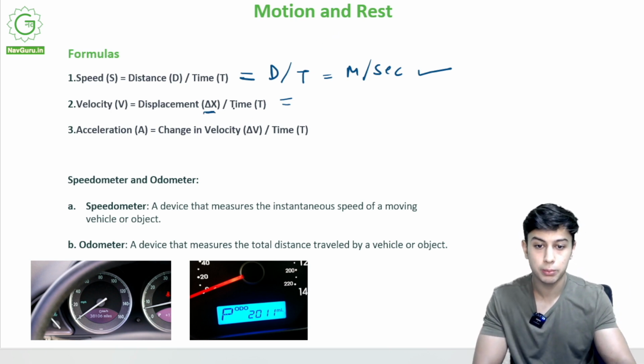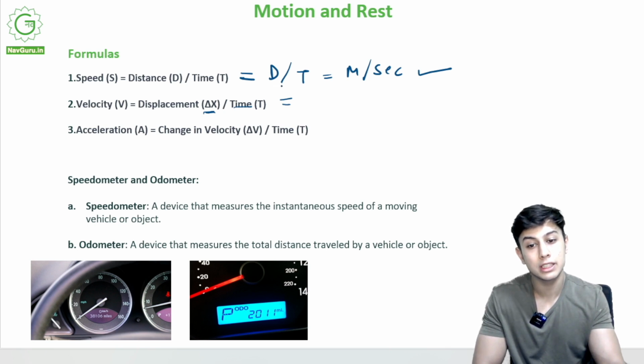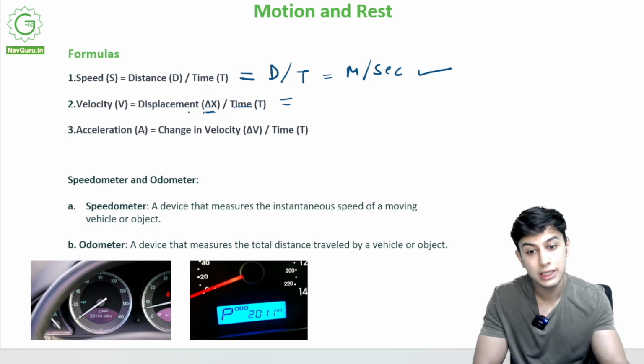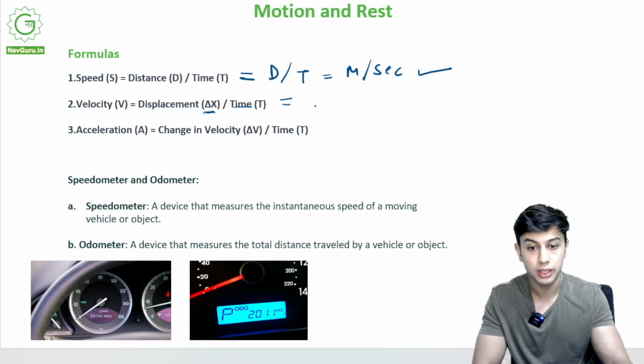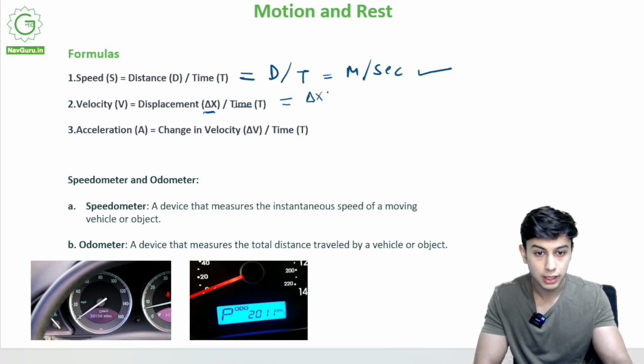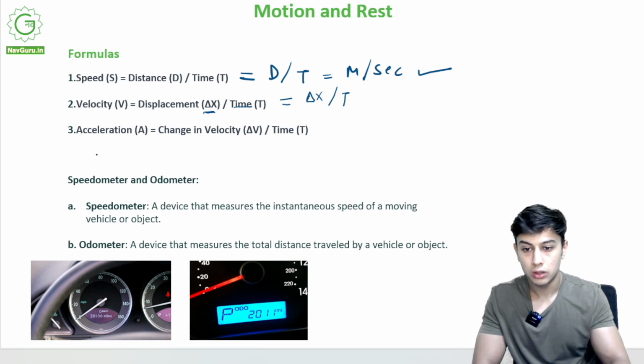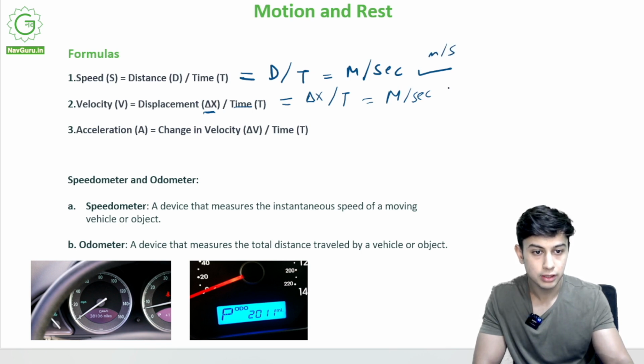So displacement upon time. Don't put velocity as distance upon time. Distance upon time is speed. Velocity is displacement with a direction. Here we have put it as delta x upon t. Now it is also meter per second. We write it as m by s, small m by small s.